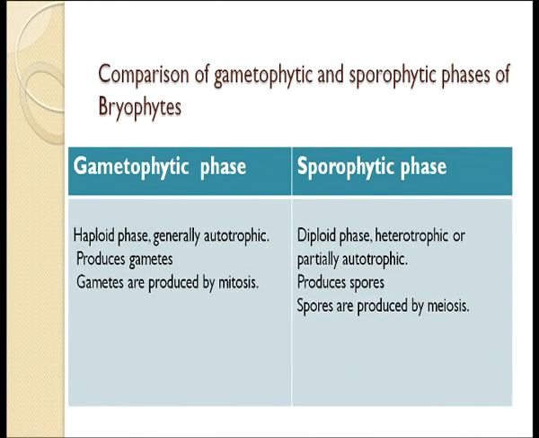Now, when we come to the comparison of these two phases, your gametophytic phase and sporophytic phase, your gametophytic phase is the haploid phase, generally autotrophic. It produces gametes, and these gametes are produced by mitosis. Whereas your sporophytic phase is a diploid phase, heterotrophic or partially autotrophic. It always produces spores, as is clear from the word sporophytic, and these spores are produced by meiosis. So the main difference in these two phases is the process of division, that is mitosis and meiosis.